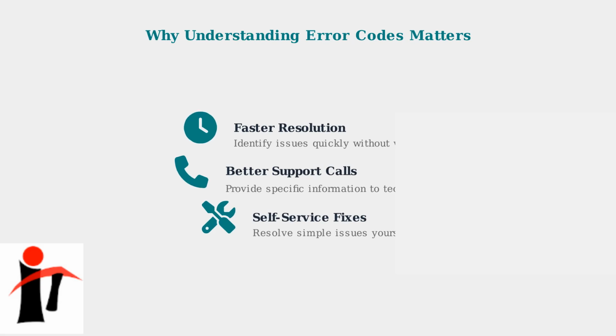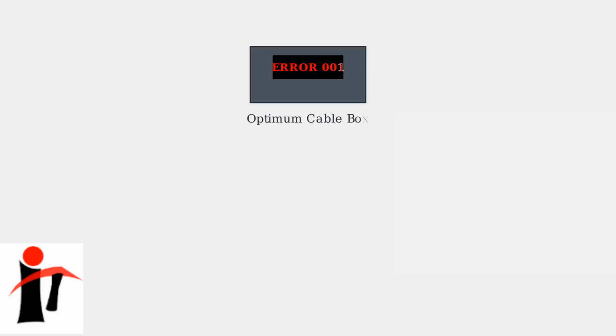Error codes are diagnostic tools designed to help both customers and technicians quickly identify and resolve cable service issues. By understanding what these codes mean, you become better equipped to maintain reliable television service in your home. When your Optimum cable box displays an error code, don't panic. Most issues can be resolved with simple troubleshooting steps that you can perform yourself at home.